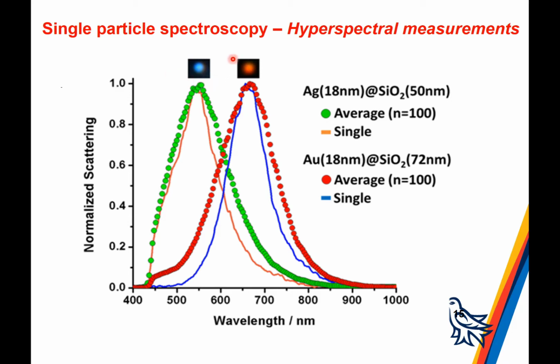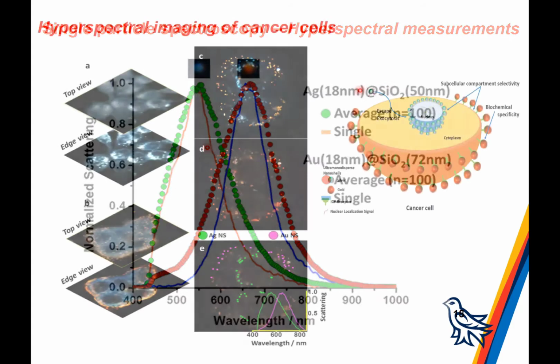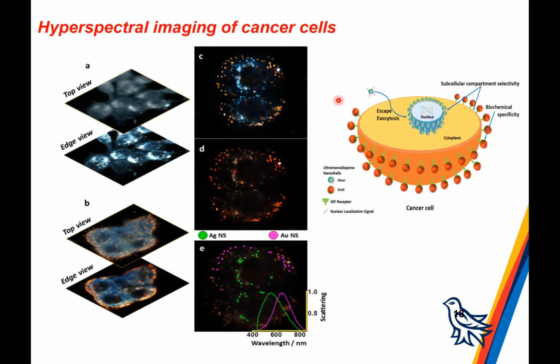So this is an image of one single silver nanoparticle, and this is the image of one single gold nanoparticle. And you can see that we can not only see the particle, but you can also record the spectrum for that particular particle. We can use these nanoparticles to image cancer cells.